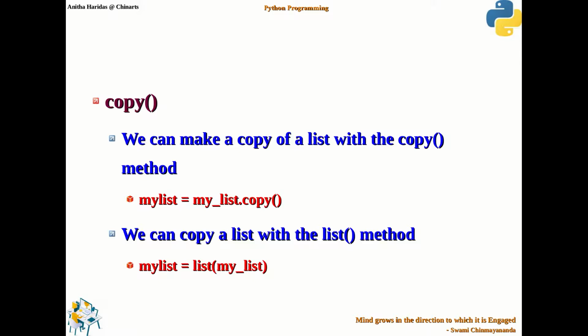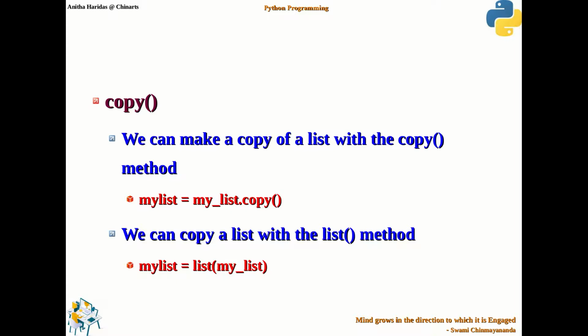Then we have the copy method, which is used for copying a list. If you want to create a new list, this is my earlier list, and I want to create a new list using the copy method. You can simply say my list dot copy, then all the elements will be copied here. And we had also discussed how, using the list method, we can create a new list from the existing list. So this is another way of copying a list. You simply say list of my list, which will be creating a new list and assigned to my list.